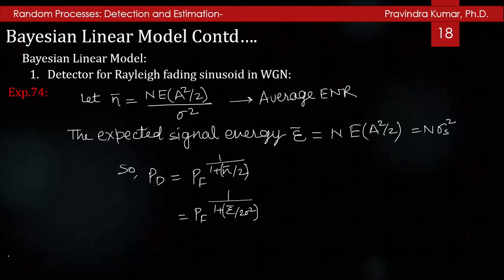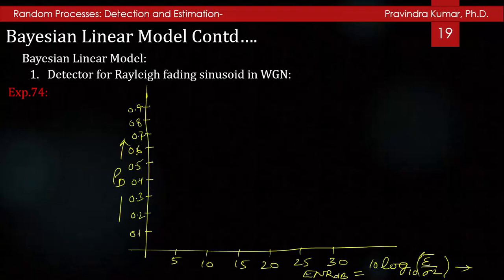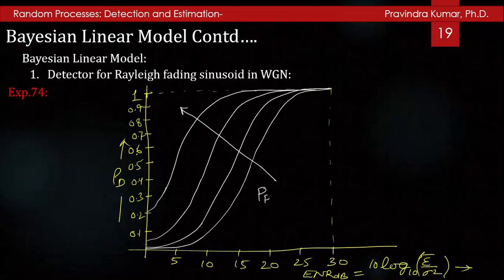So the probability of detection increases very slowly with increased eta bar, as you can see in the curve of ENR, energy to noise ratio in dB, versus the probability of detection. You can see that we can increase the probability of detection by increasing the energy to noise ratio, or by increasing the probability of false alarm.